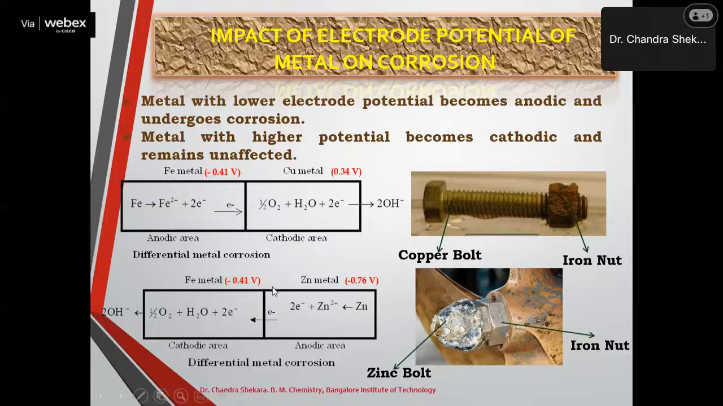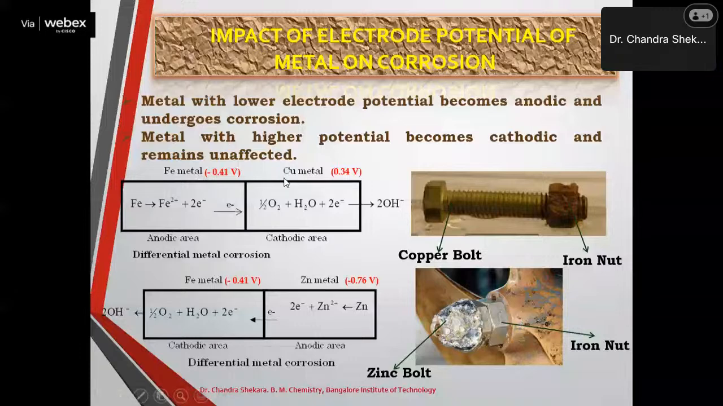Because even though zinc is undergoing corrosion here, the difference in potential is 0.35 volts. And here iron is undergoing corrosion and the difference in potential is 0.75 volts. Therefore, iron undergoes corrosion at a faster rate, whereas zinc undergoes corrosion at a slower rate than the iron metal which undergoes corrosion with respect to the copper metal here.